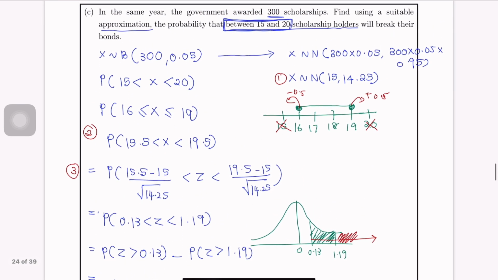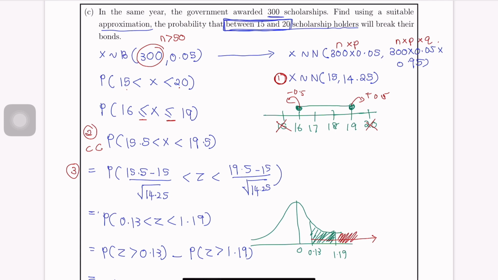So again, let's revise the steps. This one we will use normal approximation because n is greater than 50, so we cannot find it from the binomial table, because the binomial table only gives until 50. Then we use normal approximation with mean np and variance npq. So this is the first step, change it to normal. The second step is to do CC, but remember, before you do CC, continuity correction, make sure you have an equal sign. So x between 15 and 20, you change it to 16 and 19, both inclusive.